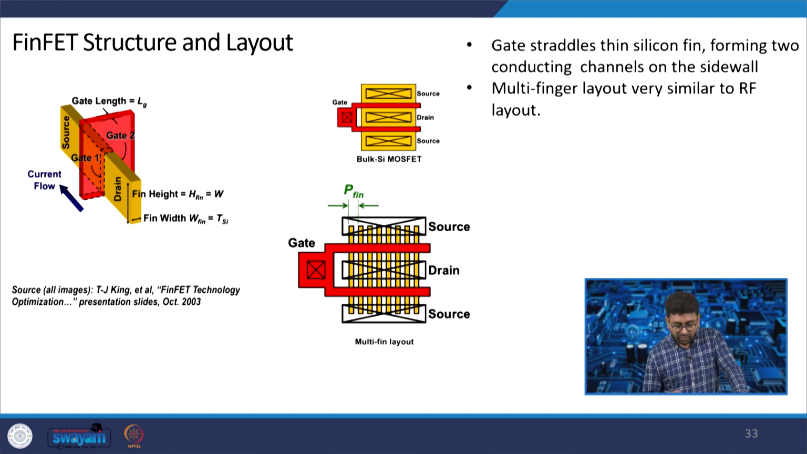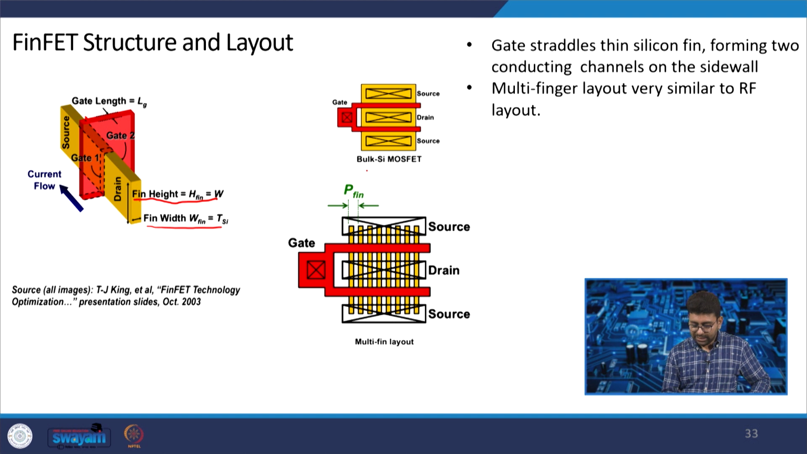FinFET structure. So, if you look at the layout, this is called a fin because it looks like a fin. This is the fin height, given by H fin equal to W, and the fin width W fin is equal to the thickness T of silicon. Then this is the gate length Lg. So, the gate length is only this much. Now the length is reduced so much, but you have better control of the gate compared to the technology that we are using other than FinFET.